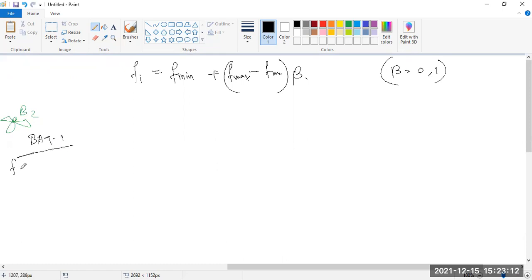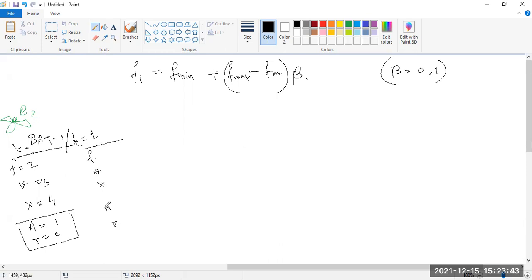Just remember, the first time the frequency was 2, the velocity was 3, and the position was 4. A and R are the same; these things are not changeable over here. This is the iteration, this is T0, and this is T1. A and R will be the same and will not change here. So these other things will be changed.